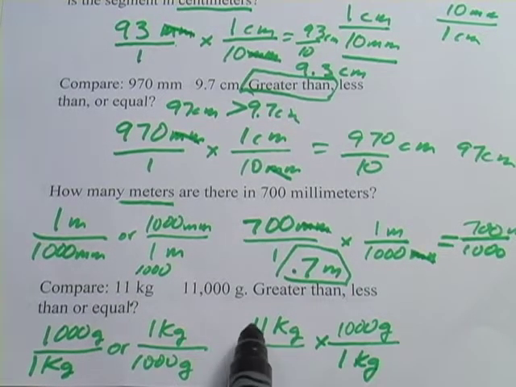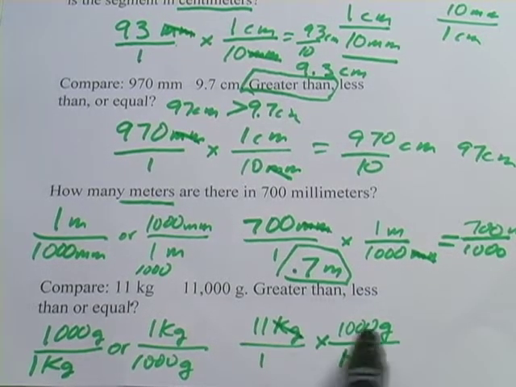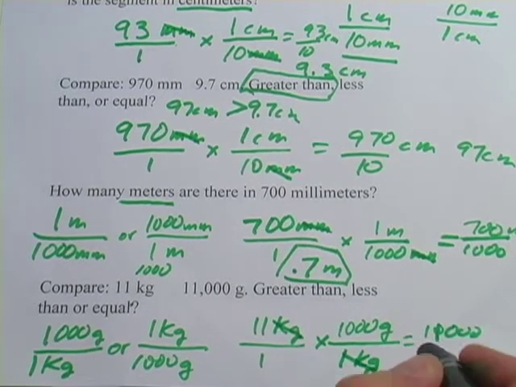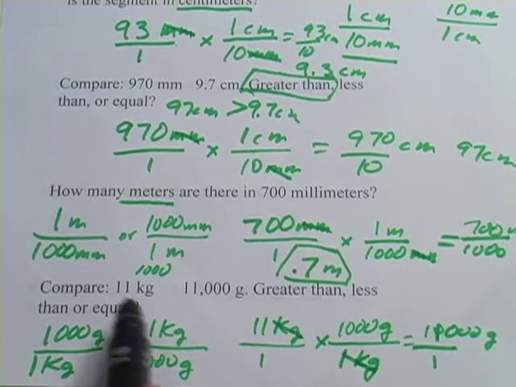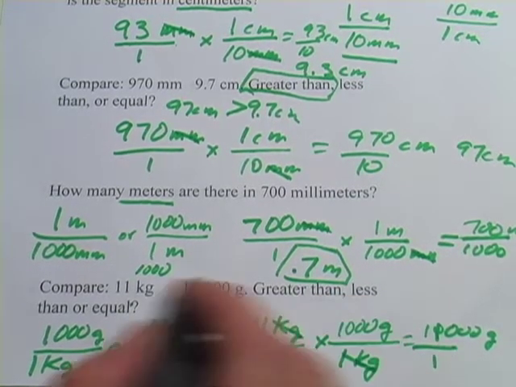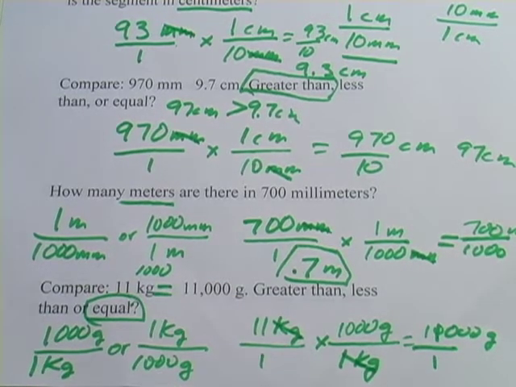When I do my multiplication, I get 11 times 1,000. Well, let's cancel out the units here. I get 11 times 1,000. That's 11,000. And on the bottom, I just get 1 times 1, and this is now in grams. So you can see 11 kilograms does indeed equal 11,000 grams. So these two are equal. So those are some problems about the metric system and converting between units in the metric system.